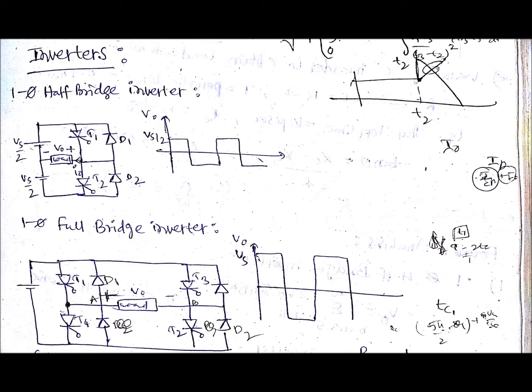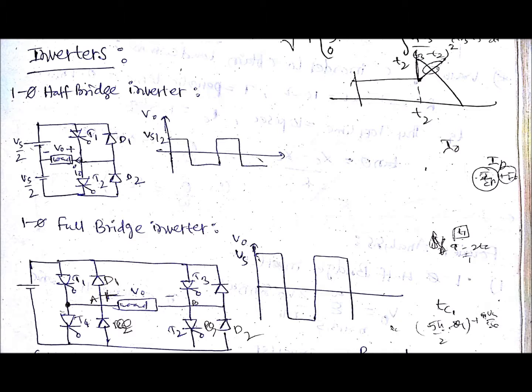Coming to the inverters. So what are the inverters? Inverters will convert DC input to the AC output. So AC doesn't mean only sinusoidal. It can be square or anything whose DC content is 0. Okay. So here in the first case we will see single phase half bridge inverter.